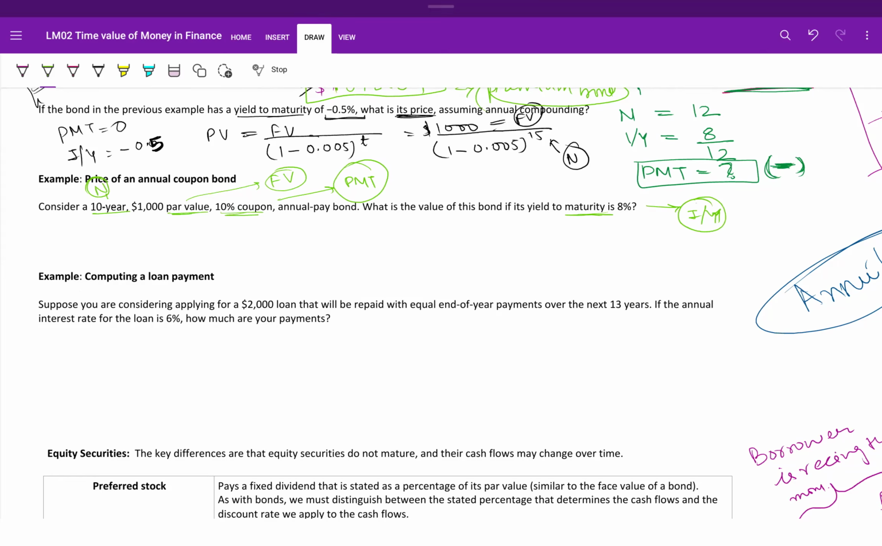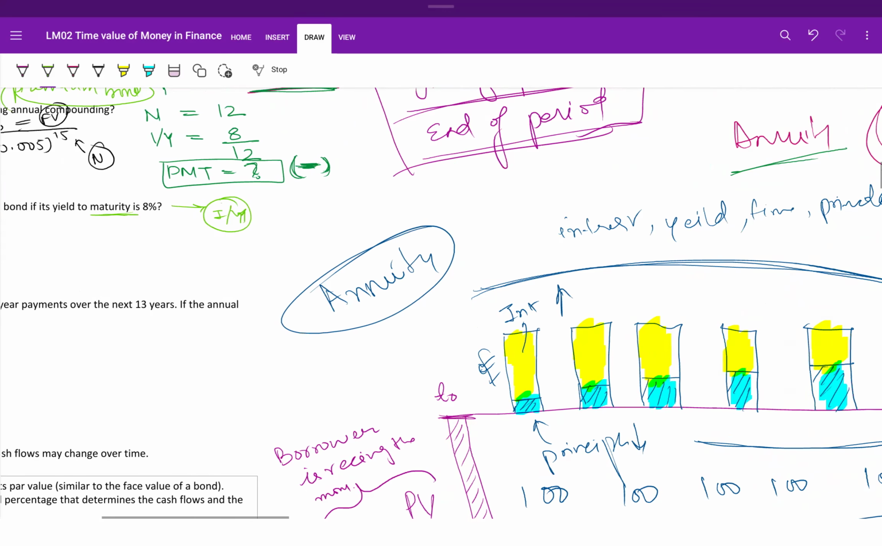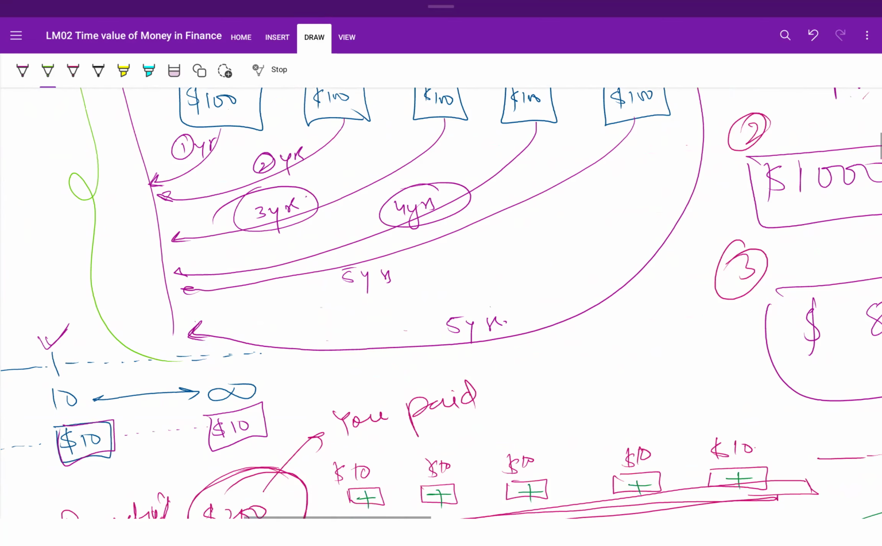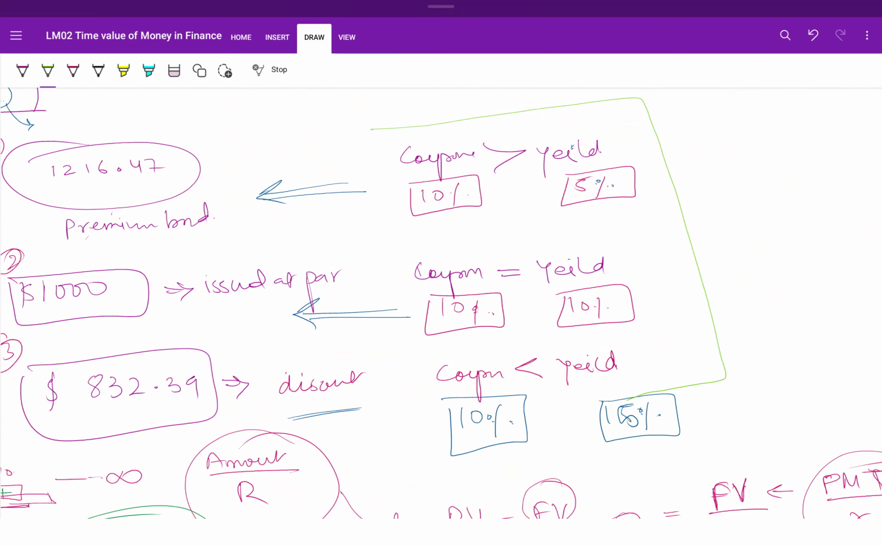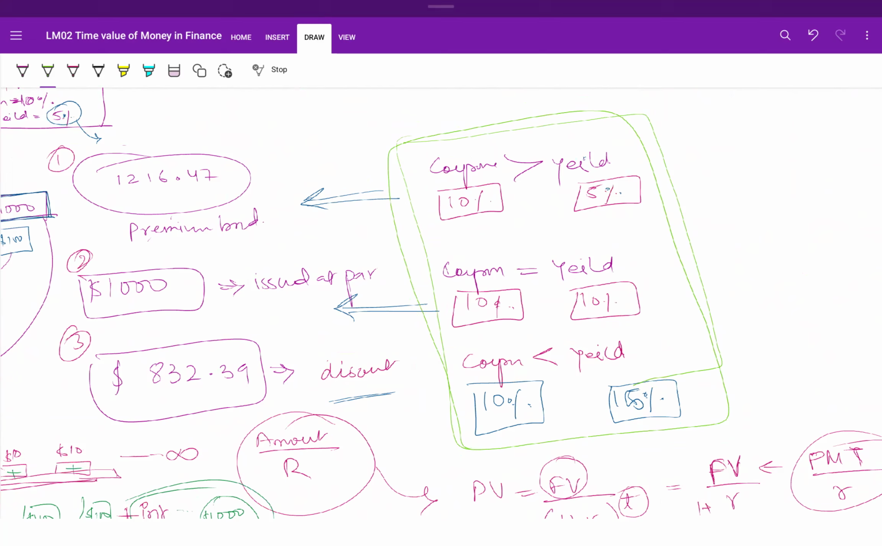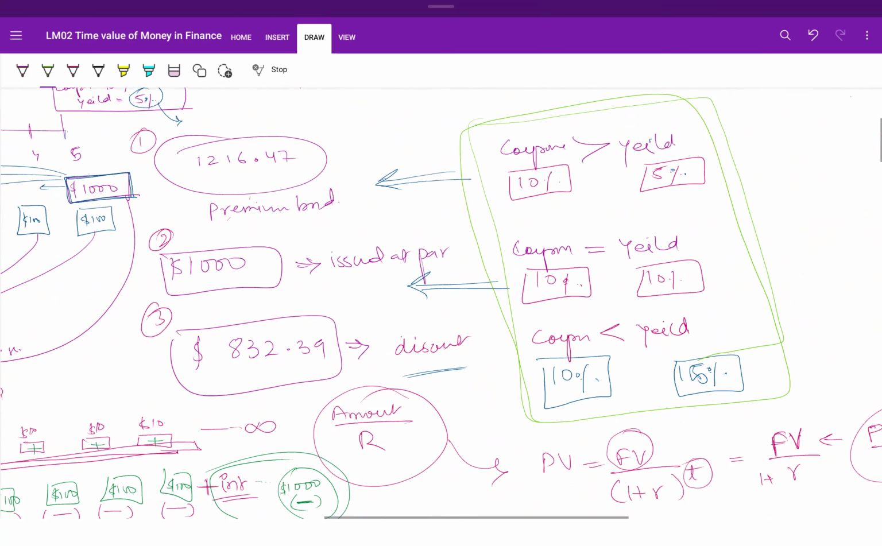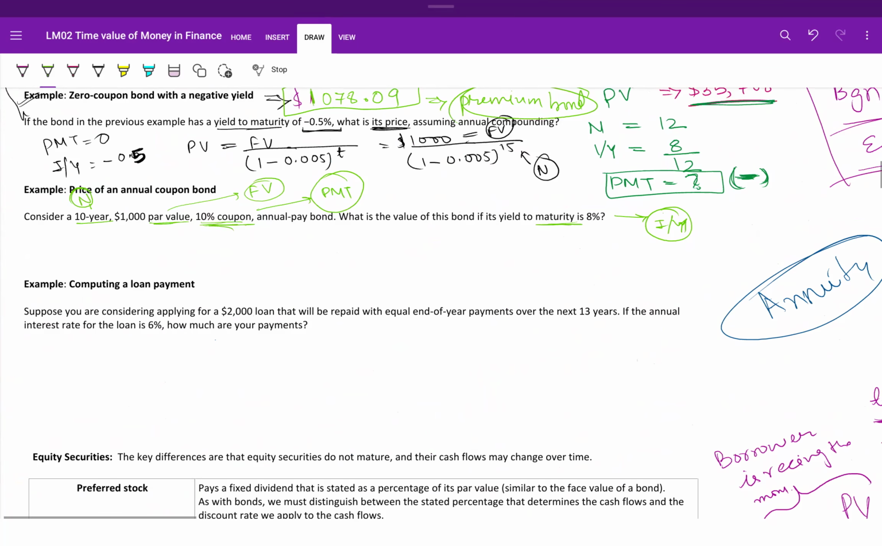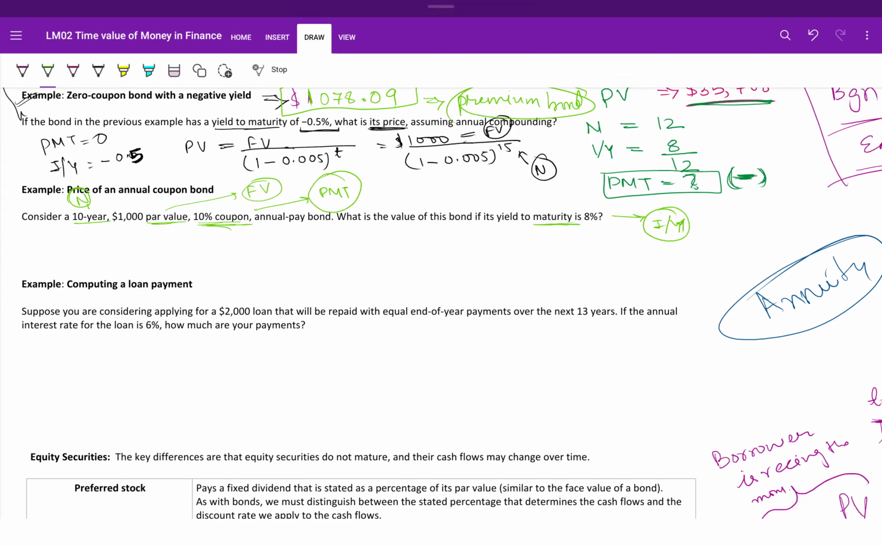Now, before we start, the coupon payment is greater than the yield. The coupon payment is 10%, and the yield to maturity is 8%. So I am saying that whatever we calculate, the bond is going to give us a premium value. Let's plug these numbers into a calculator, and you will see why.